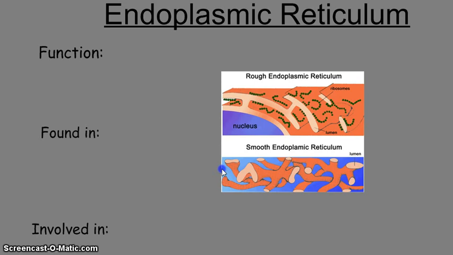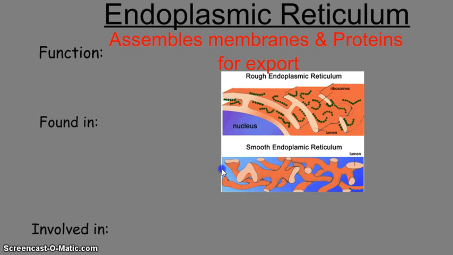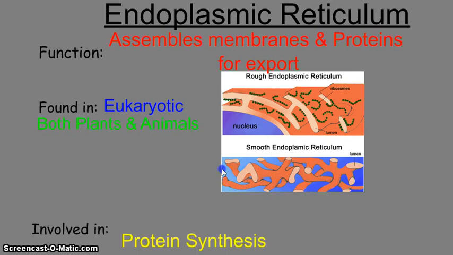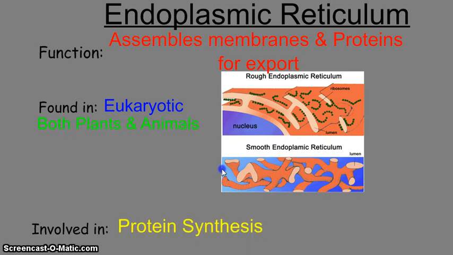Here's the endoplasmic reticulum. We also abbreviate this ER, and you can see the endoplasmic reticulum here. It's usually right outside the nucleus. That's for ease of the genetic information getting to the makers of the protein. Its job is to assemble the proteins and then make the membranes so that it can be exported to the correct places. And it's found in eukaryotic cells only. Both plants and animals have endoplasmic reticulum. Its main process is protein synthesis.